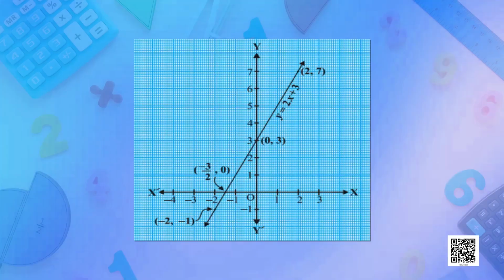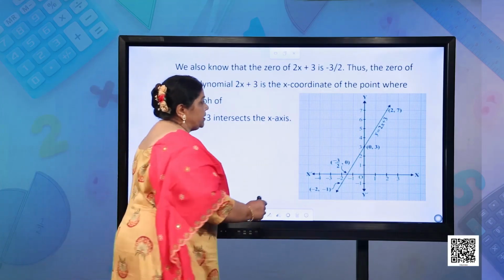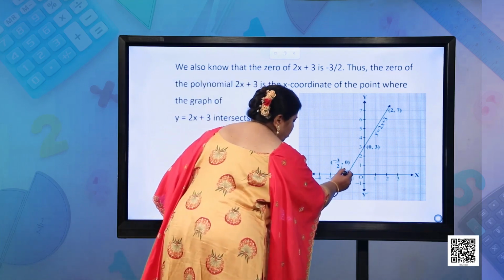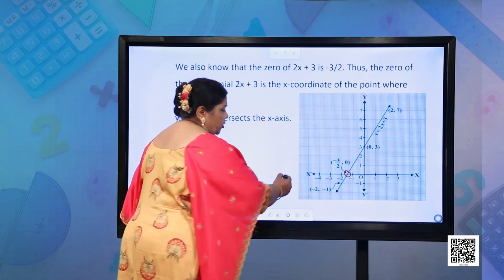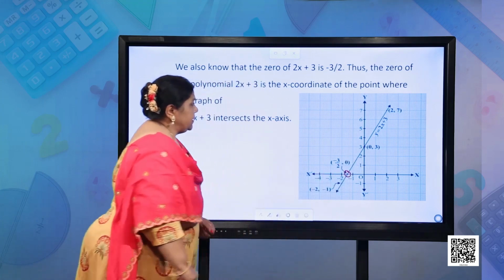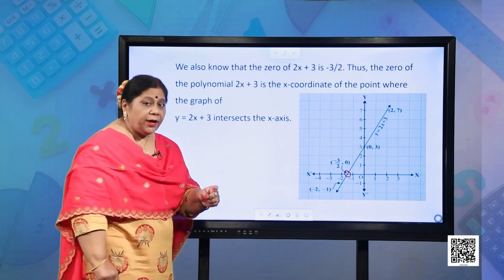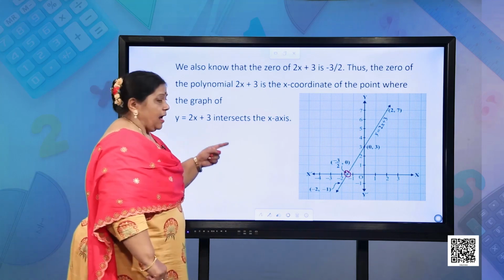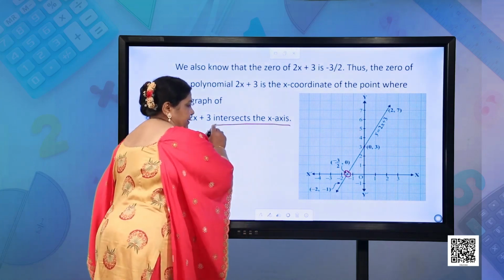Let us see the graph. Look here, we also know that the 0 of 2x plus 3 is -3 upon 2. Can you see this point? -3 upon 2, 0. It is on the x axis. Thus, the 0 of the polynomial 2x plus 3 is the x coordinate of the point where the graph y is equal to 2x plus 3 intersects the x axis.